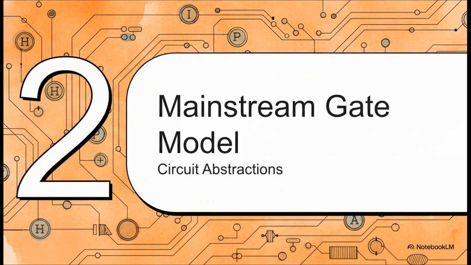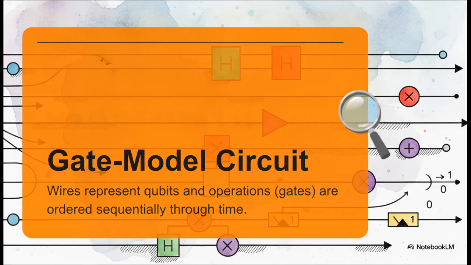Okay, Section 2, Mainstream Gate Model, Circuit Abstractions. Let's look at the absolute most common abstraction used in public universal quantum programming today. This is the gate model circuit. In this setup, horizontal wires represent your individual qubits, and the operations, the quantum gates, are ordered sequentially, moving left to right through time. It's a pretty straightforward flow. You initialize the qubits, apply these unitary gate transformations to build up interference and entanglement, and finally, you measure the qubits at the end to pull out your classical bit strings.